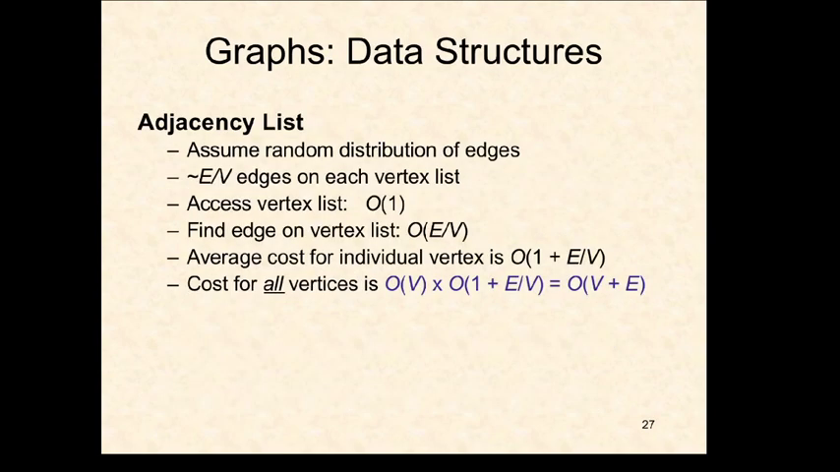Now, in the adjacency list, we're going to assume that there is a random distribution of edges. So if there was a random distribution of edges, meaning it's not all of them go into one vertex, then we would expect there to be approximately E divided by V edges on each vertex list. So let's go back to an example here.